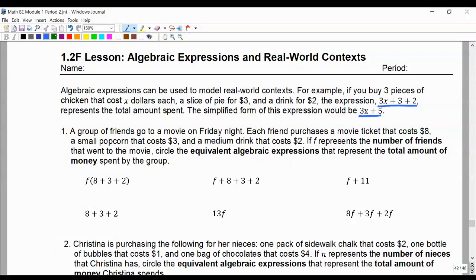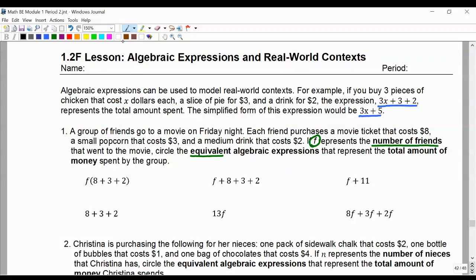Number 1, a small group of friends go to a movie on Friday night. Each friend purchases a movie ticket that costs $8, a small popcorn that costs $3, and a medium drink that costs $2. If F represents the number of friends that went to the movie, circle equivalent or equal algebraic expressions that represent the total amount of money spent by the group.